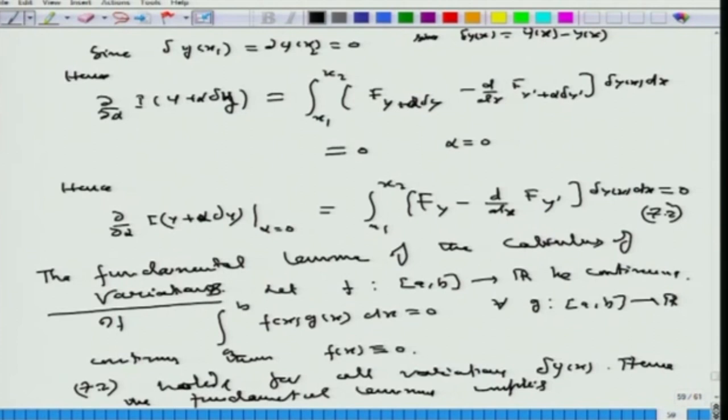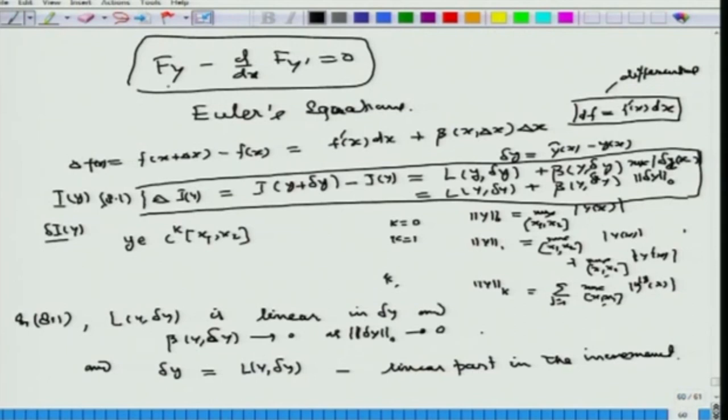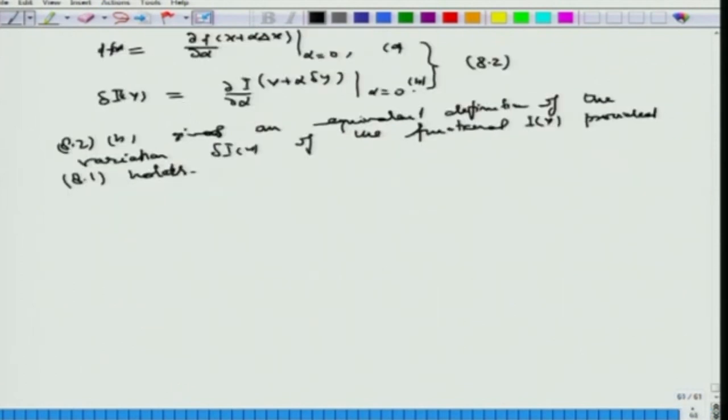So, we use this to conclude that this integrand is 0, and that is what is called Euler's equation. So, Euler's equation is the necessary condition for y to optimize the functional I. Here we establish this fundamental lemma. So, this is the proof of the fundamental lemma.